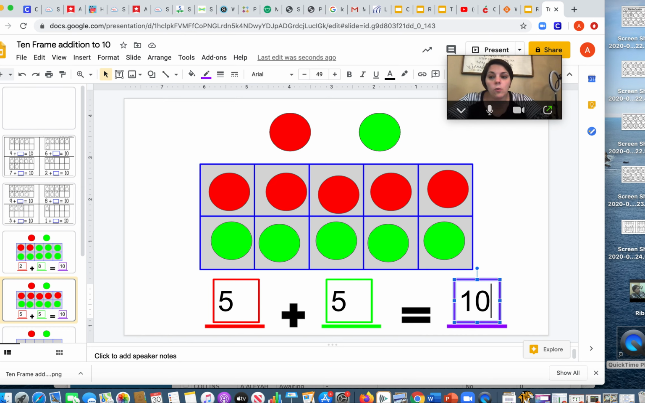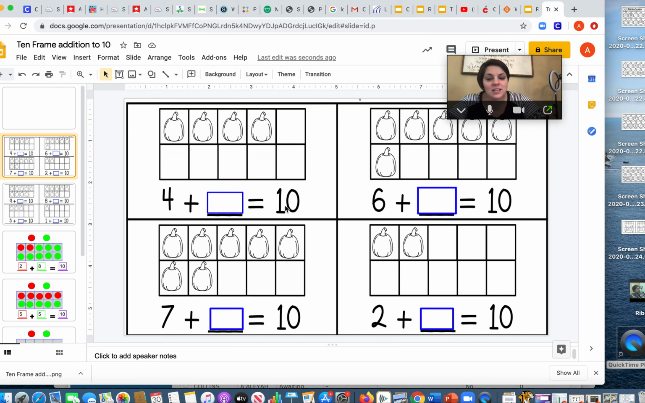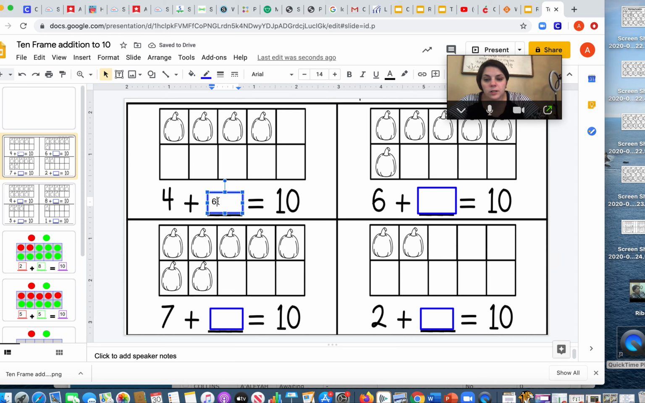But before you do that, I have some practice for you. So I have 4 pumpkins there. How many more pumpkins do I need to make 10? How many blanks do I have? 5 and 1 is 6. Oh, that's a pretty small 6, isn't it? Let's make that big. Make him bigger. There we go. All right. So 4 and 6 equals 10. Good job.